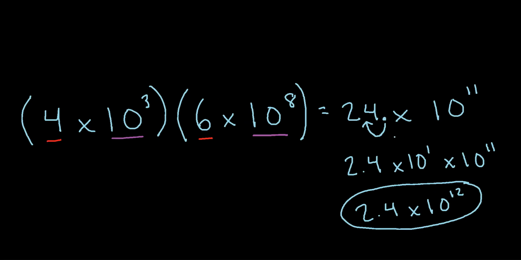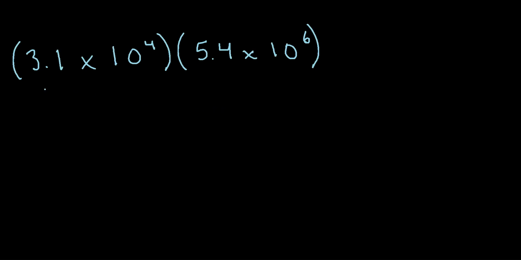And the opposite rule of thumb is that if you're moving a decimal place to the right, the number of places you move it to the right is the number of values that you decrease this exponent by. So that's just a rule of thumb that you might want to keep in your math tool belt. All right, let's try one more example. Let's say we have 3.1 times 10 to the fourth multiplied by 5.4 times 10 to the sixth.